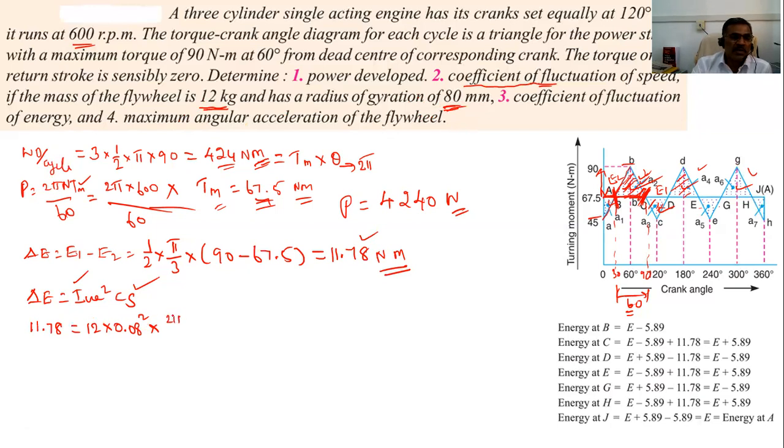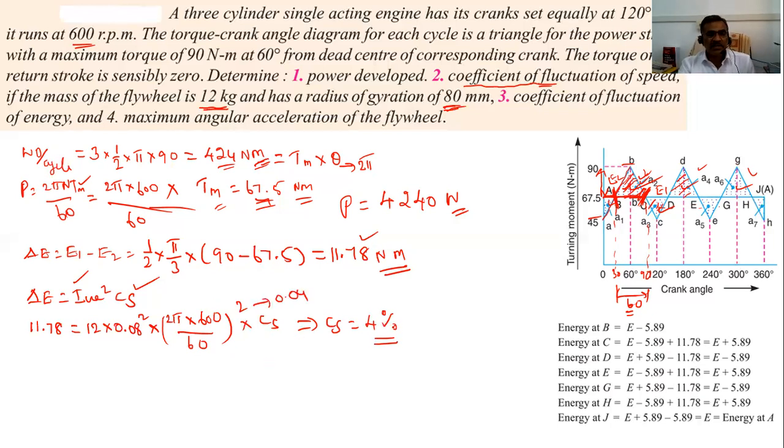Omega is 2 pi N. N is equal to how much? 600 divided by 60, the whole square into Cs. So that will give the value of Cs. Cs is equal to 4%. In this equation, it will give 0.04 multiplied by 100. That will be the Cs, 4%.